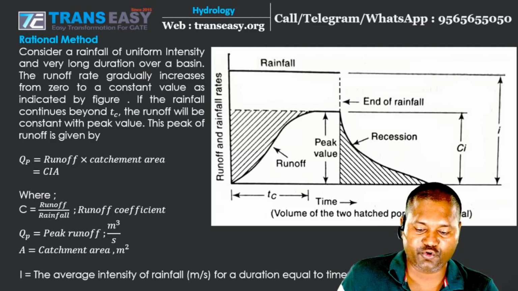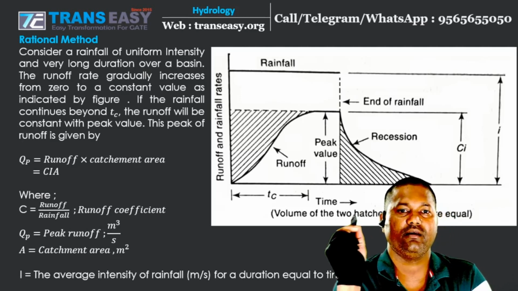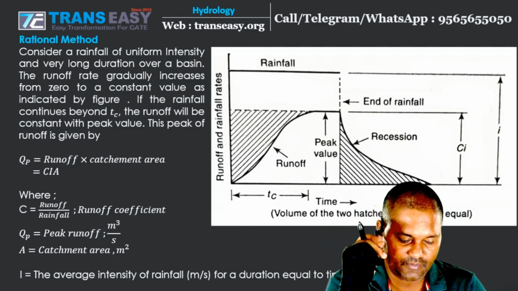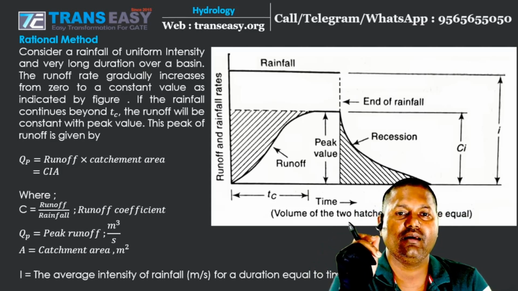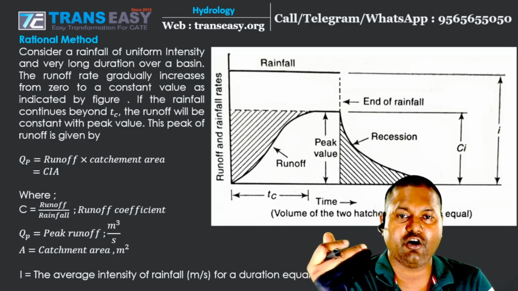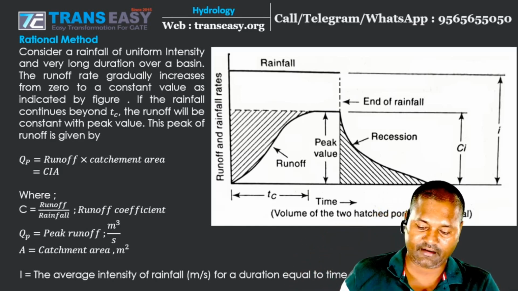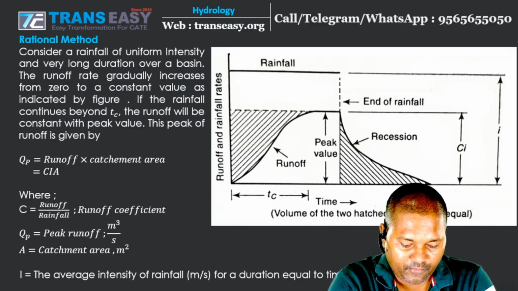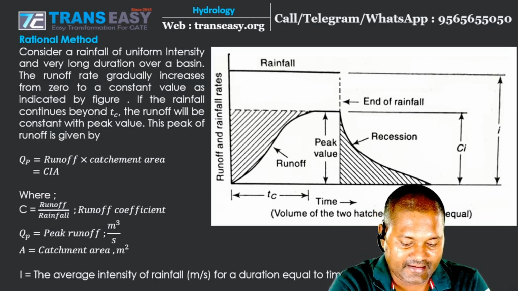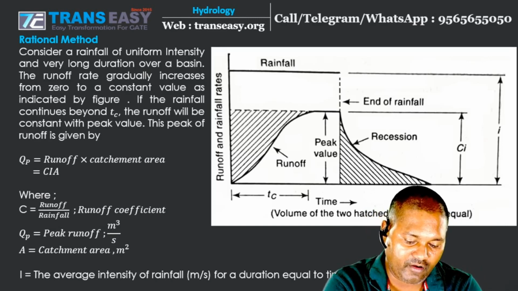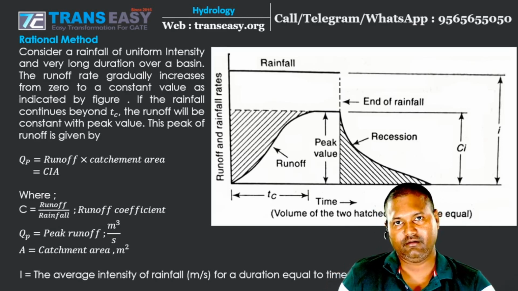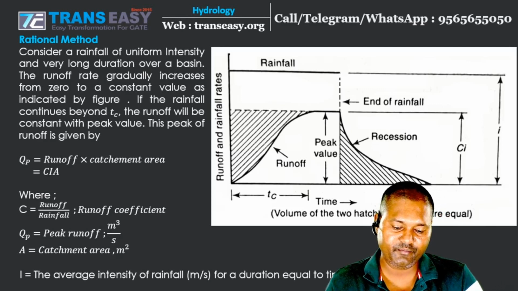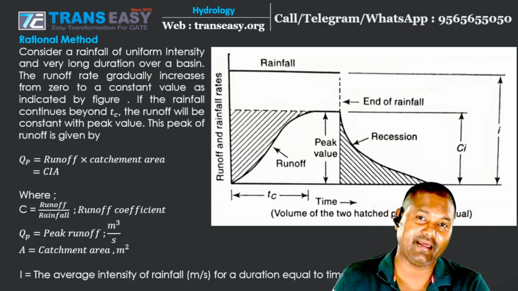Consider a rainfall of uniform intensity and very long duration over a basin. The runoff rate gradually increases from 0 to a constant value as indicated by the figure. So guys, we are considering a rainfall of uniform intensity taking place for a very long duration over a catchment, and at the outlet of the catchment we are measuring the runoff, direct runoff.